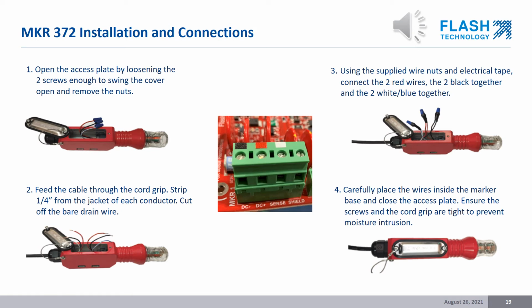Step number 3. Using the supplied wire nuts and electrical tape, connect the 2 red wires together, the 2 black wires together, and 2 white-blue wires together. Step number 4. Carefully place the wires inside the marker base and close the access plate. Ensure the screws and the cord grip are tight to prevent moisture intrusion.